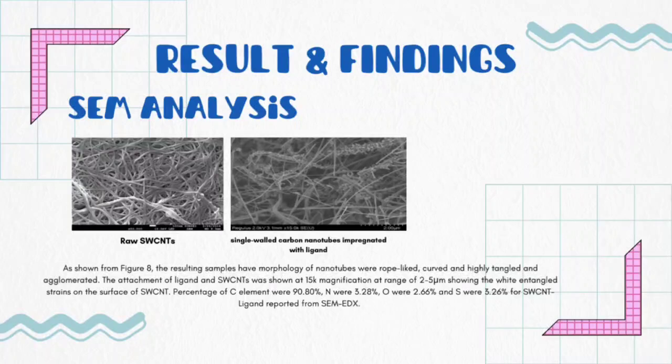The percentages of elements were C 90%, N 3%, O 2% and S 3% for single-wall carbon nanotubes with ligand, as reported from SEM EDX.